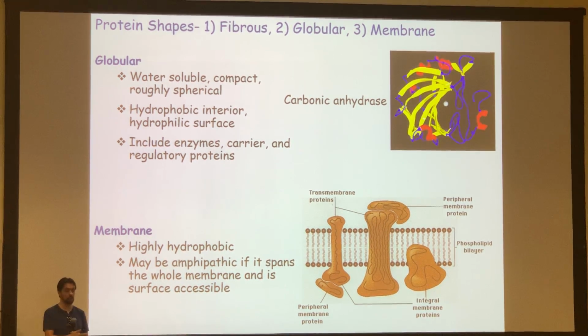So integral, they're integrated into it. They could be transmembrane, right? Go all the way across, or they could just be a regular integral membrane protein. And then you have those peripheral ones who are associated with the integral proteins. Okay.